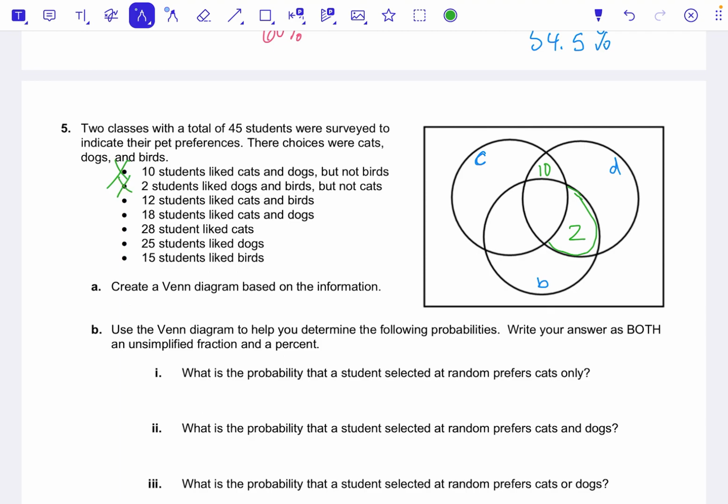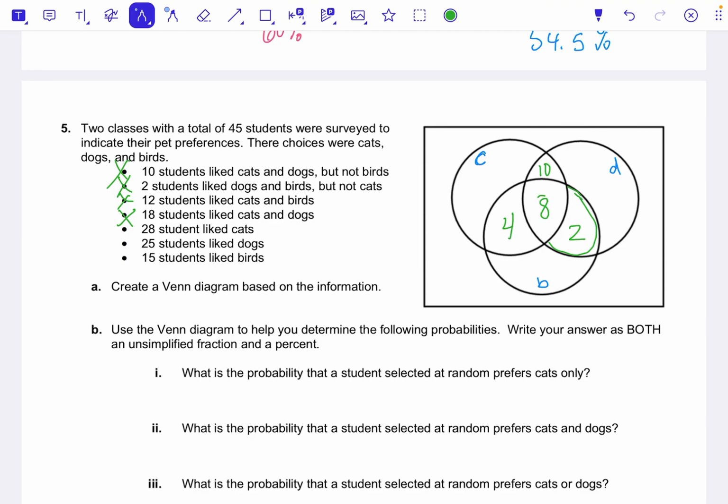All right, 12 students liked cats and birds. That's not going to help me yet. 18 students liked cats and dogs. Ooh, that's a helpful one. So this space right here that I've highlighted in blue should total up to 18. Well, I already have 10, which means in the middle here I would need 8. So I'm going to fill in an 8 right there. And once I have that, I can go back and do the space above, because that one said 12 students like cats and birds. Well, if I already have 8 in this space, then I would need 4 more to get my overlap to total 12.